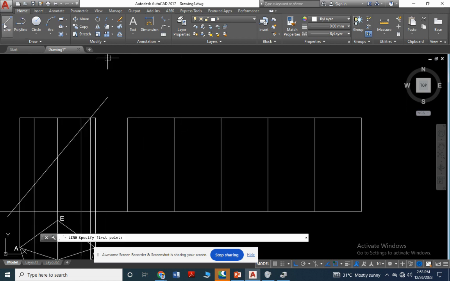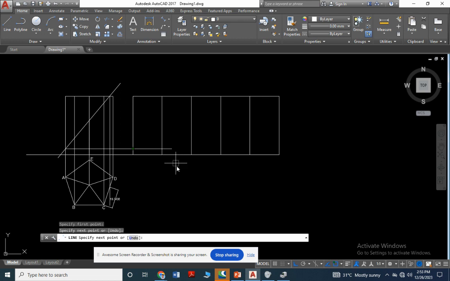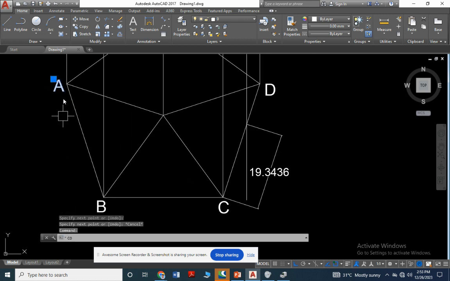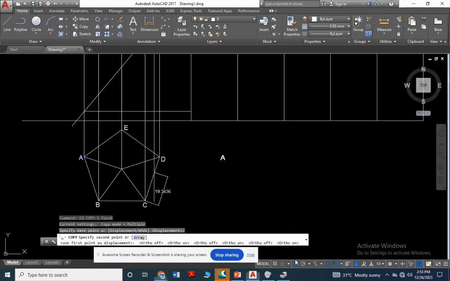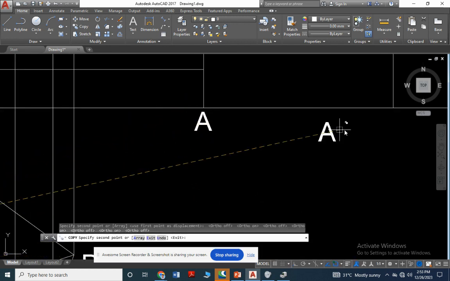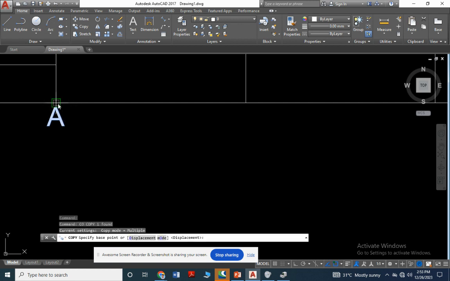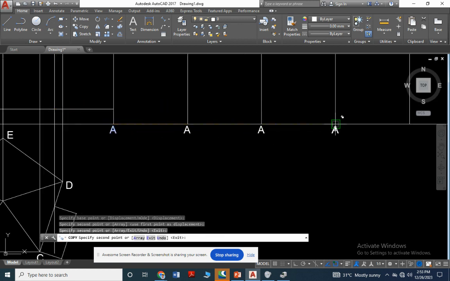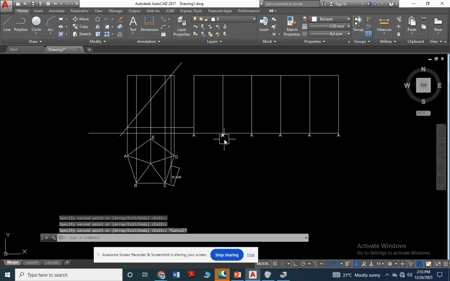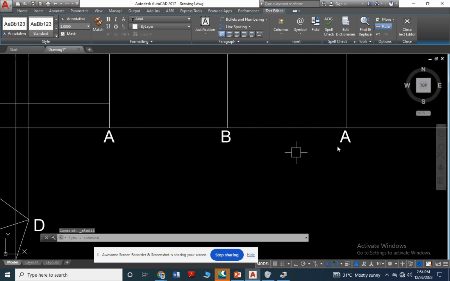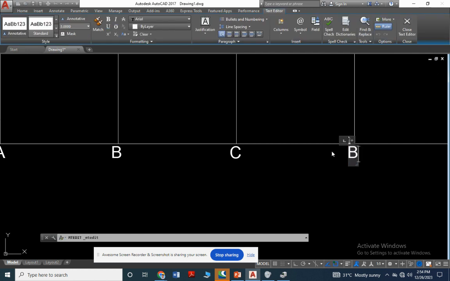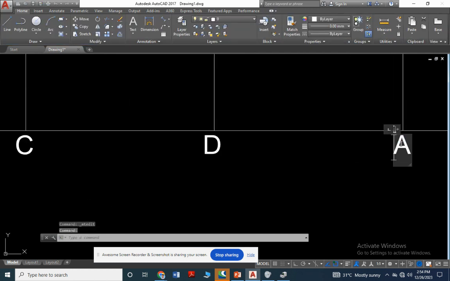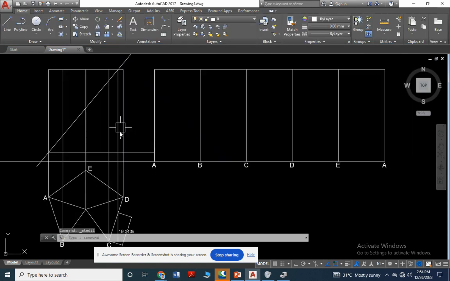Now draw the projectors from each end, from A to A. Copy this text and change it to B, C, D, E, and again A, B, C, D, and E. So now the projector from A to A.